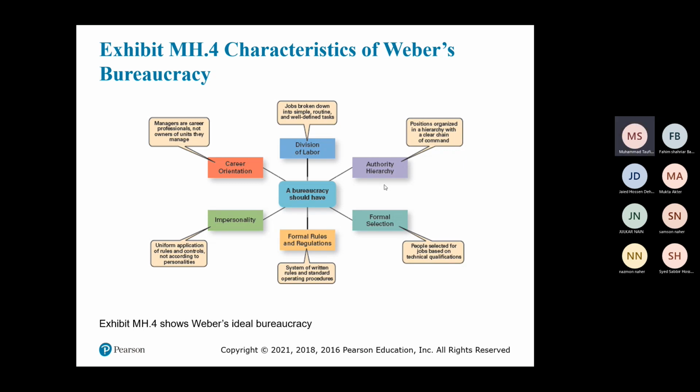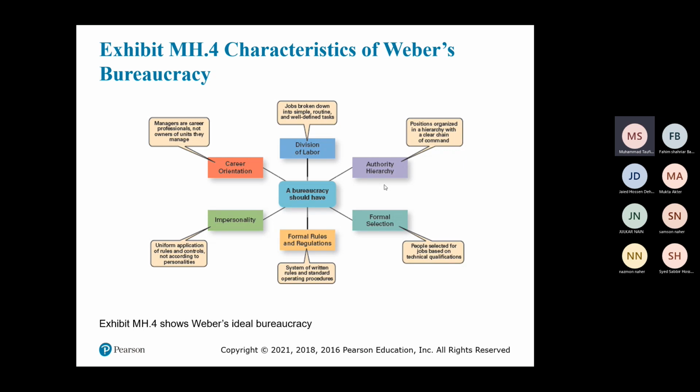And then formal selection. The selection of staff, or the selection for any position in the company, must have rules and a procedure. There must be a guideline on how to choose the personnel for the position. And then formal rules and regulations. A bureaucracy must have clear, written rules and regulations so that everyone can understand, can see, and can implement them in their workplace.